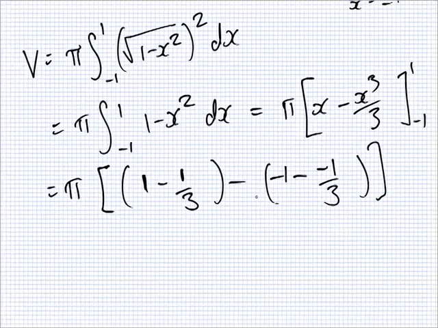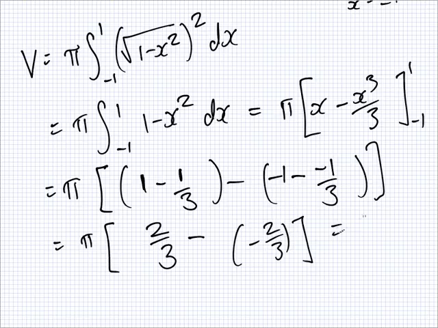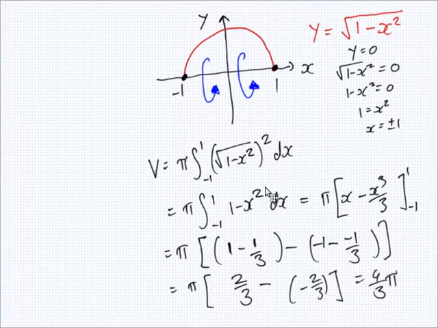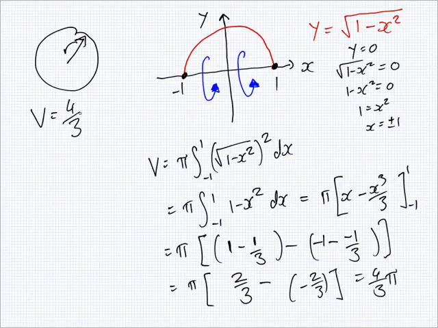So carefully add these together now. Pi, 2 over 3 minus, now minus and minus makes a plus, so that would be minus 2 over 3. So that would be 4 over 3 pi. Now this shouldn't surprise you, because, I don't know if you remember this from middle school, but when you have a sphere with radius r, what's the volume? It's 4 over 3 pi r cubed. And if the r is 1, 4 over 3 pi. So you get the same answer.